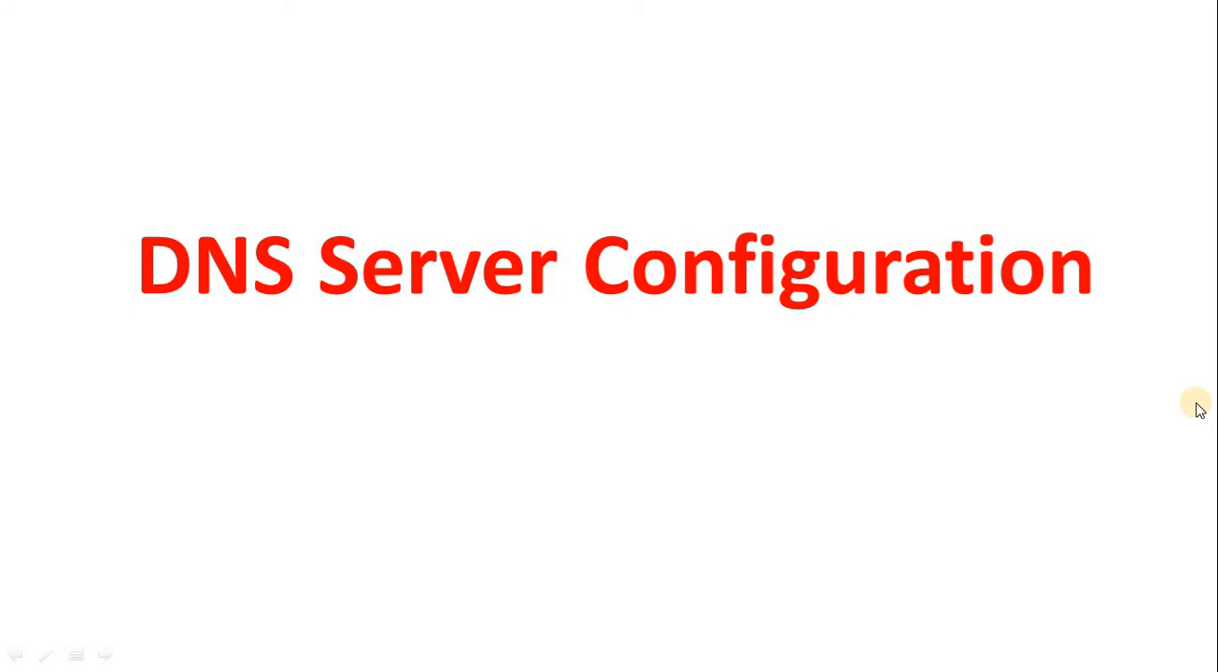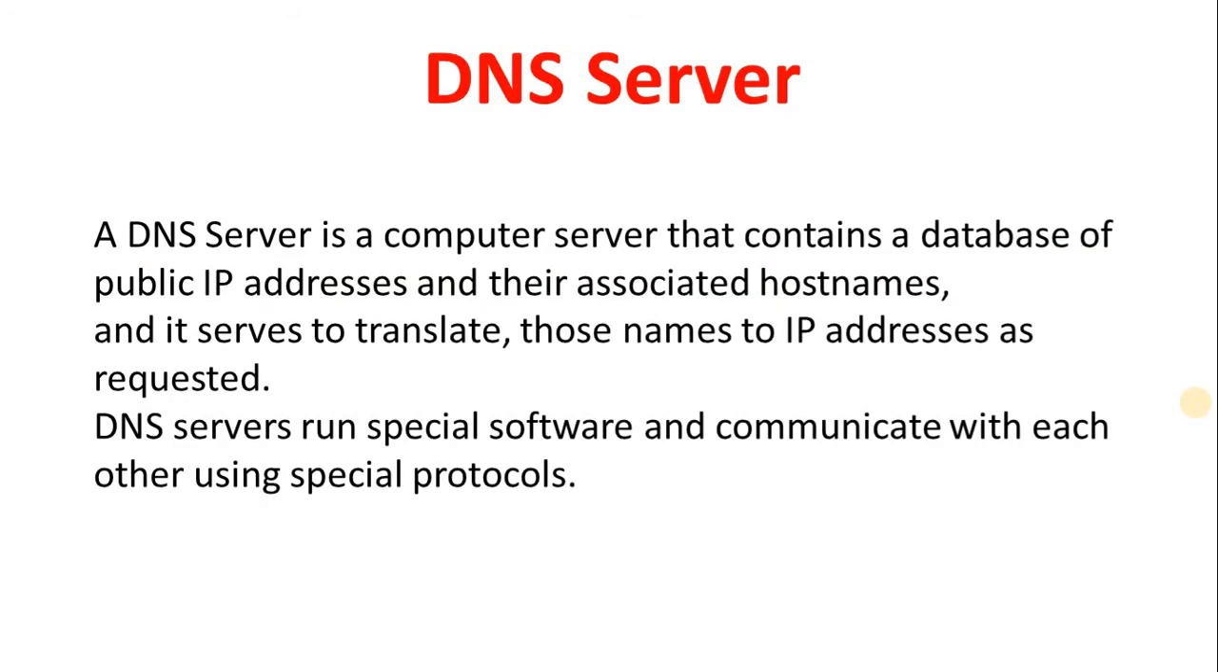Today in this lecture we are going to configure a DNS server using the Cisco Packet Tracer application. Before we move to the Cisco Packet Tracer application, let us understand the definition of a DNS server. A DNS server is a computer server that contains a database of public IP addresses and their associated host names, and it serves to translate those names to IP addresses as requested.